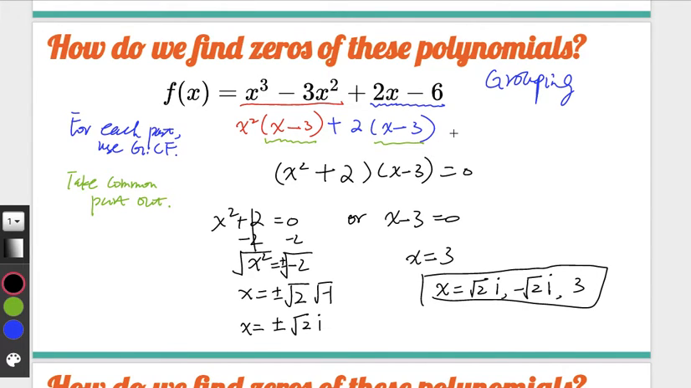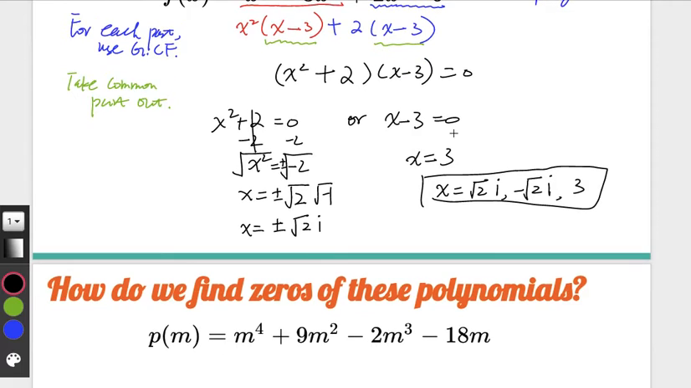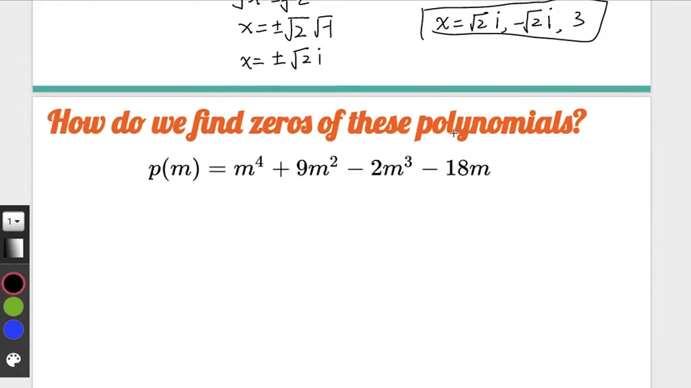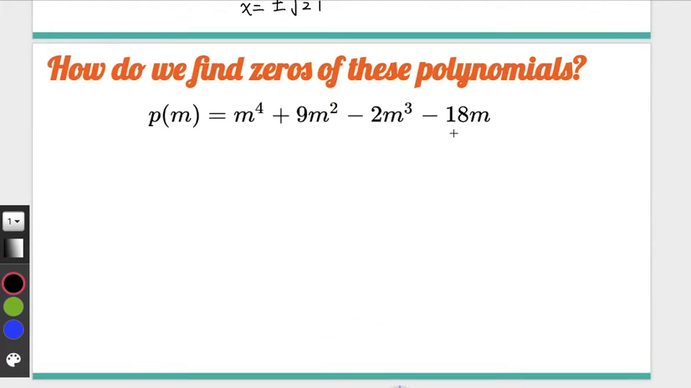Okay, so some of you might find it's a little bit confusing to work on this process. So let's work on one more example. I think you definitely will have a better idea. Okay, so let's check this one. First, I'm going to group by two groups here. And then for each one I'm going to take out the greatest common factor.